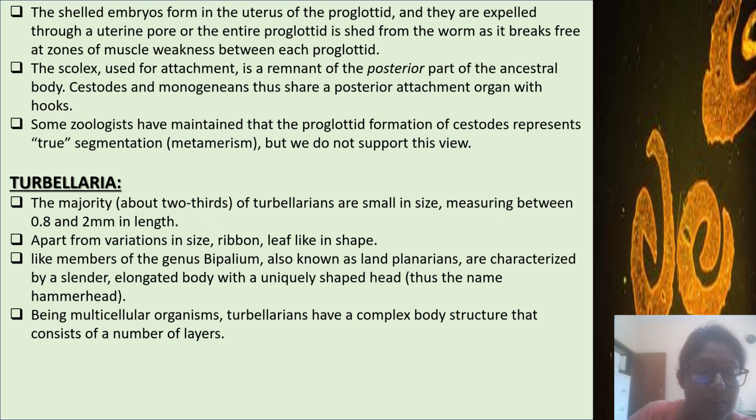Turbellaria. The majority of turbellarians are small in size. Their length is 0.8 to 2 millimeters. Apart from variation in size, they are ribbon-like and leaf-like in shape. Members of the genus Bipalium, also known as planarians, are characterized by a slender, elongated body with a uniquely shaped head.